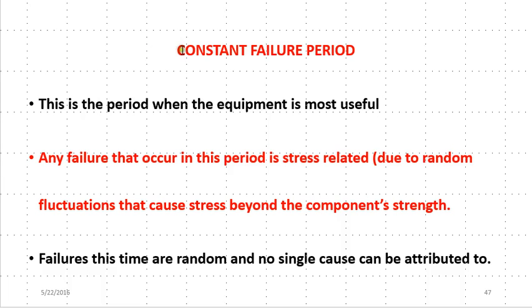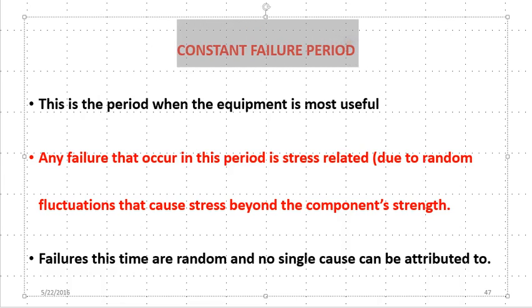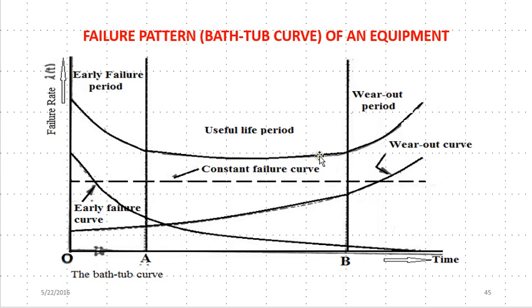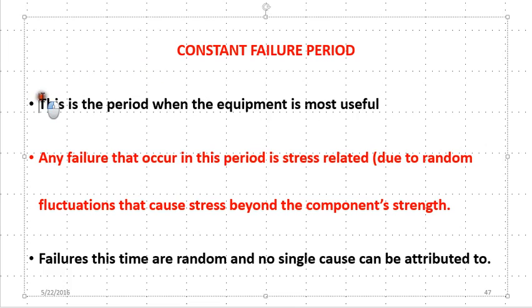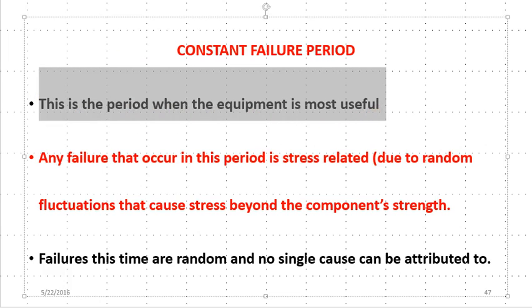And the second segment, as we have seen in our graph here, is this flat region, which we call the useful failure period. And what causes failure in that case? In this case, our device is considered to be most useful in that time because it has already escaped the possibility of early failure. Now it is in its youth stage. Now any failure that occurs in this period is related to what? Stress, due to random fluctuations in the voltages, currents, frequencies, or overstressing the component unknowingly.